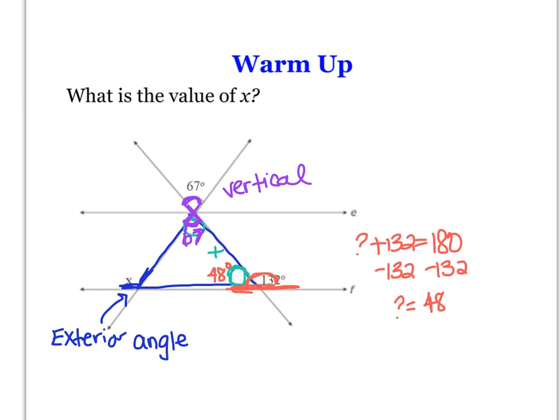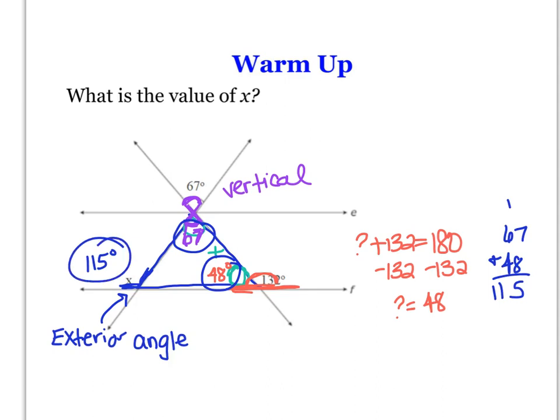Now I have enough information to solve. Now I can add up 67 plus 48. Again, these are my two non-adjacent angles. And when I do that, I get 115 degrees. So X is 115 degrees.